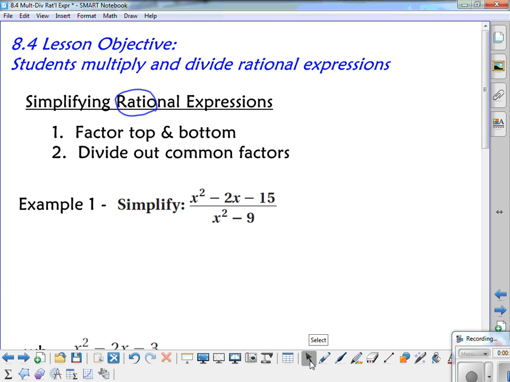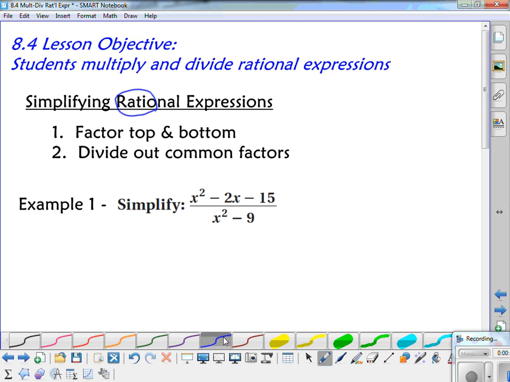So we're going to factor the top, factor the bottom, and then divide out the common factors. And that's essentially what you do with regular fractions. It's just you've gotten so used to doing them in your head, you probably don't really think about what it is you're doing. So if we look at our first one, we've got x squared minus 2x minus 15 over x squared minus 9. So I'm going to factor the top and factor the bottom.